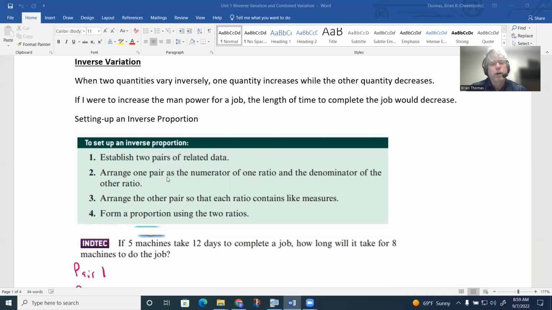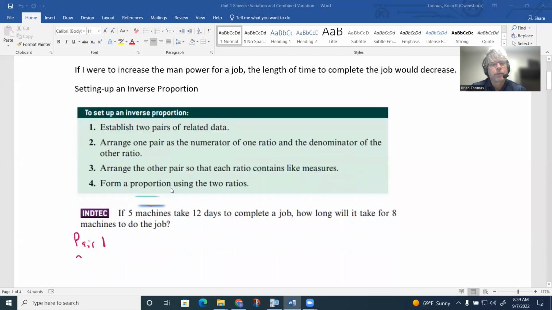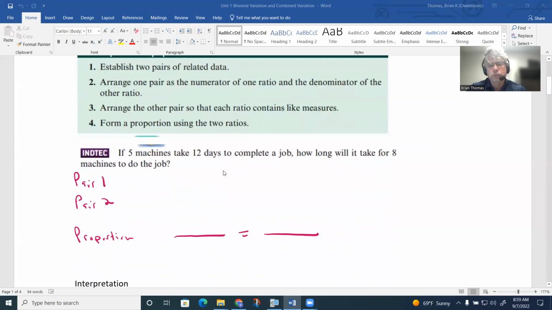Arrange one pair as the numerator of one ratio and the denominator of the other ratio. Arrange the other pair so that the ratio contains like measures. Then form a proportion using the ratios. What that means is, let's look at an example and see if we can put this together. So 5 machines take 12 days to complete a job. How long will it take for 8 machines to do the job?